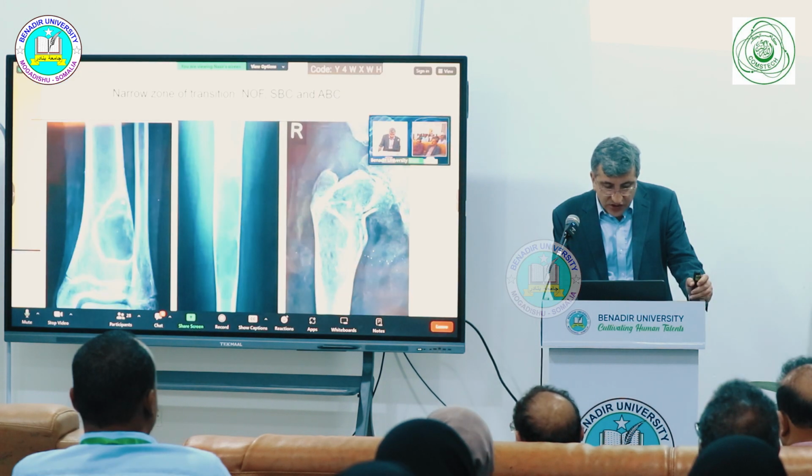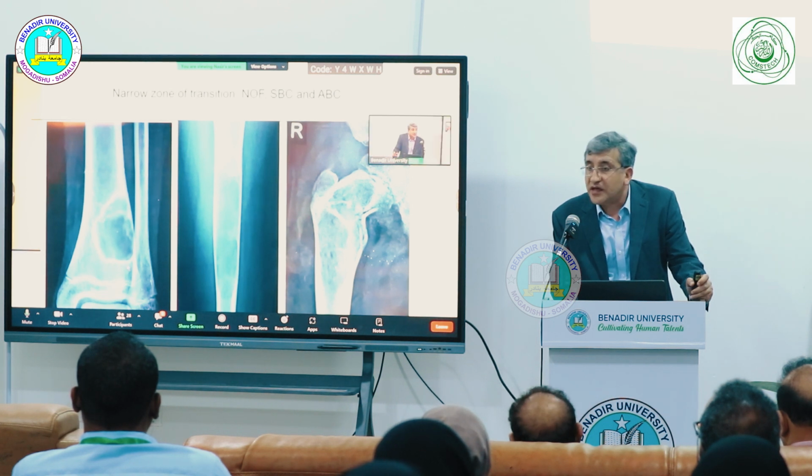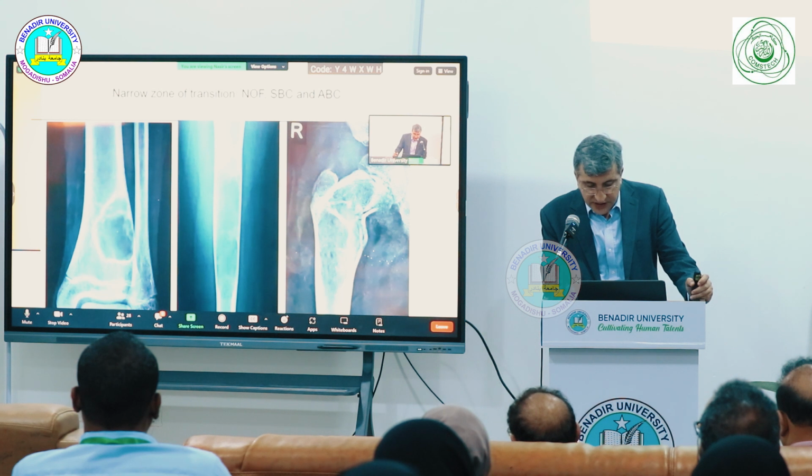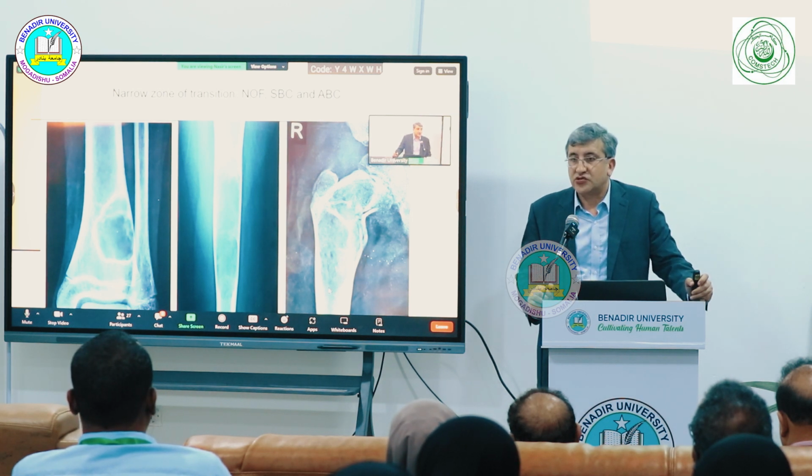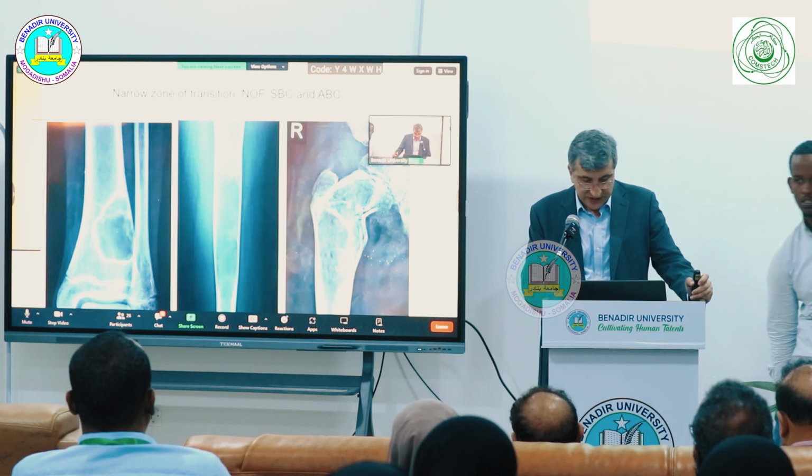Here you can draw a line to delineate the lesion from the adjacent bone. So this is non-ossifying fibroma. This is in the diaphysis, but you can identify the boundary of the lesion. This is simple bone cyst, and this is aneurysmal bone cyst. So narrow zone of transition means a benign lesion.